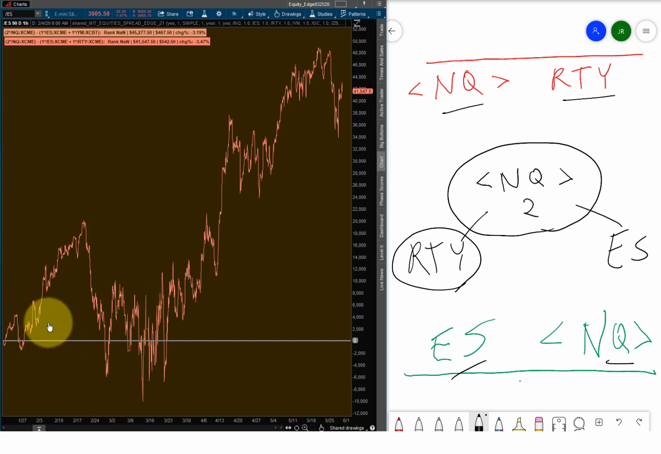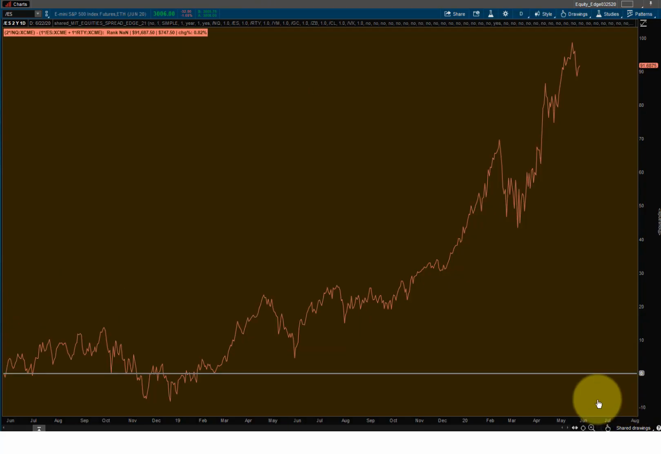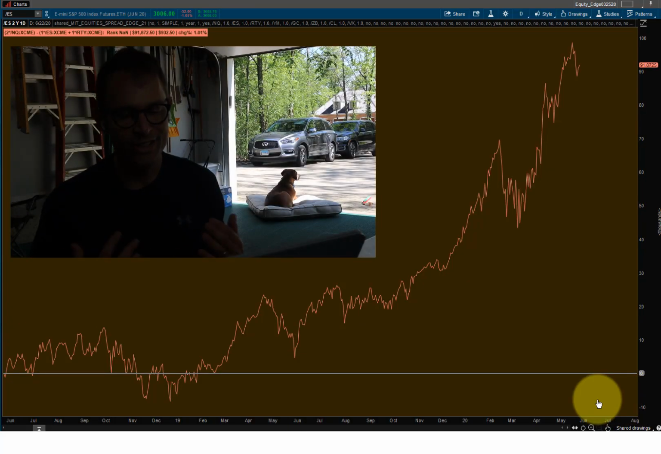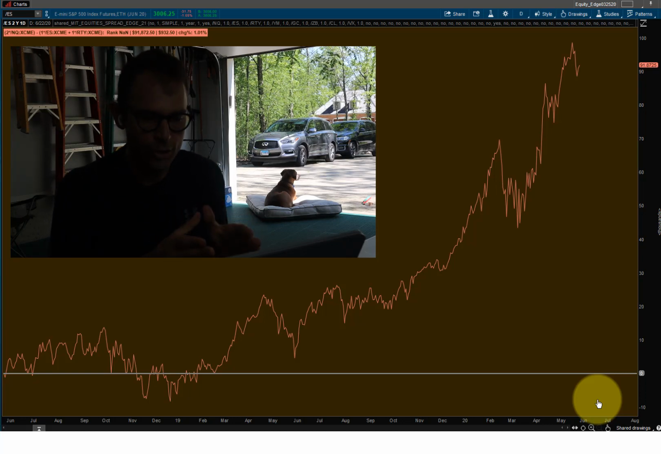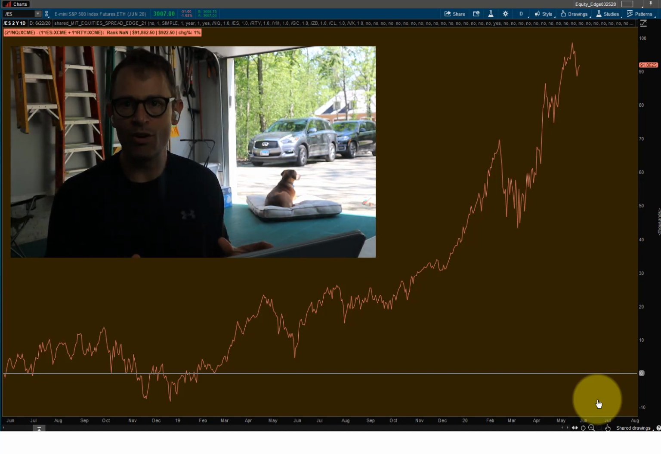But you can see how relatively expensive this is. This is the highest it's traded all year. Why don't we go back and look at more data? And then if we look at more data, you can see just how relatively expensive that NASDAQ is to the other instruments, S&P and Russell. Keep it simple. That's my overall message.